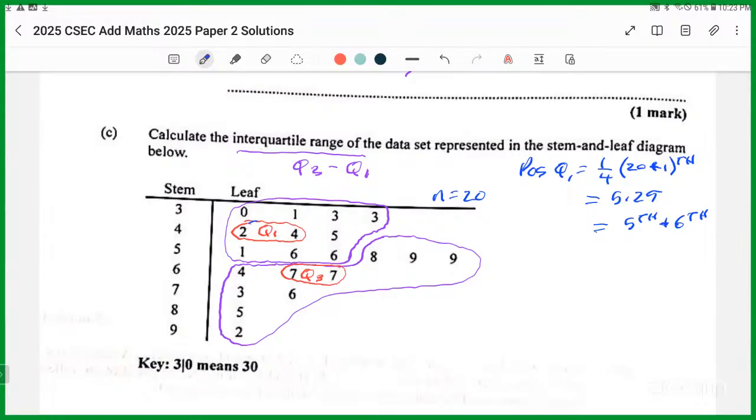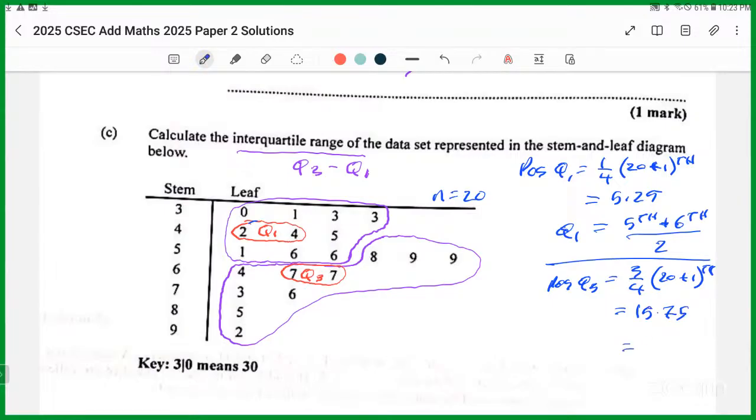Right? That will be the Q1. And then similarly, we could say the position of Q3 is 3 quarters of the n plus 1 term. 3 quarters of 21 would be 15.75, which would be the average of the 15 and the 16 over 2. That would be your Q3.